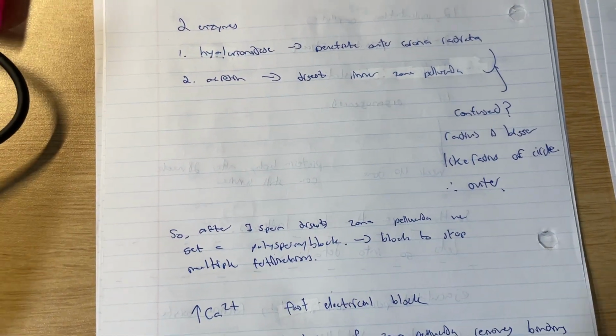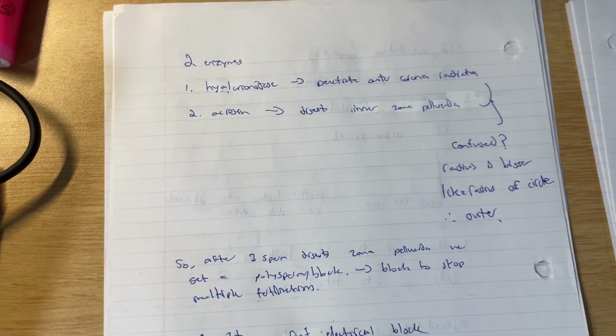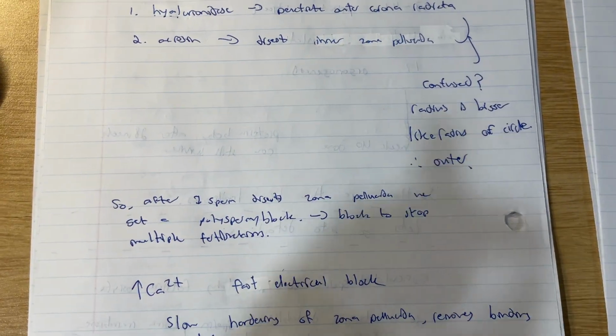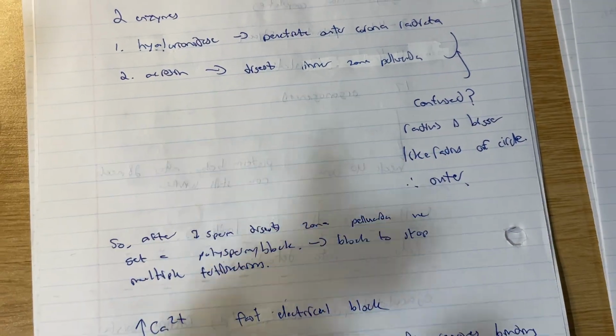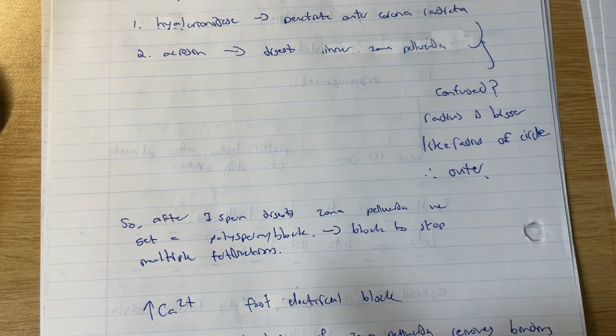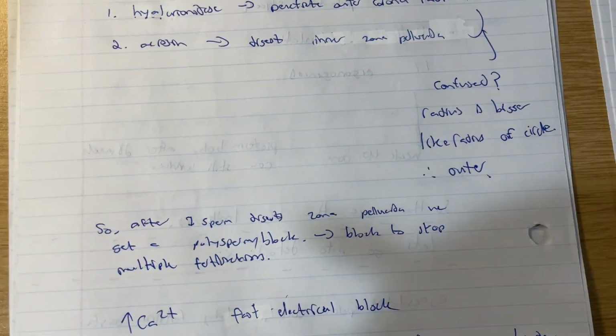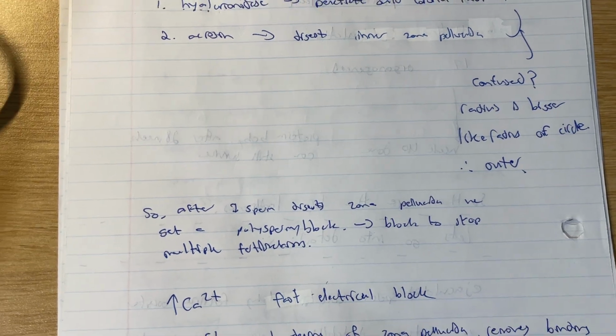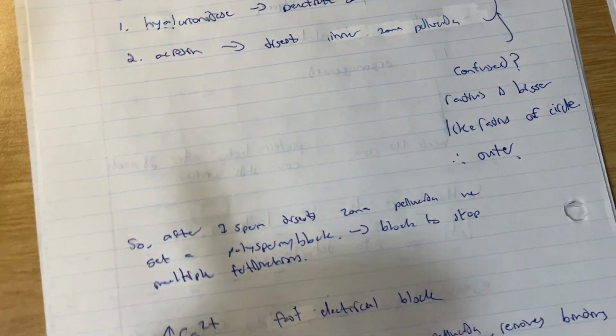After one sperm digests the zona pellucida, we get a polyspermy block. So we're blocking multiple sperm from going in. This is important because we don't want multiple fertilizations happening. We only want one sperm to merge with one egg, so we get the correct amount of DNA and a proper human child being formed.